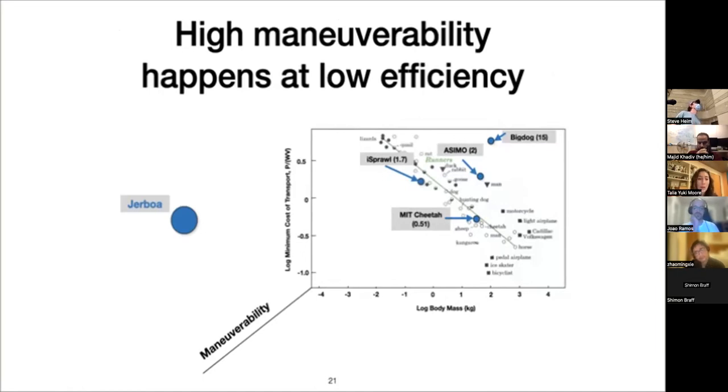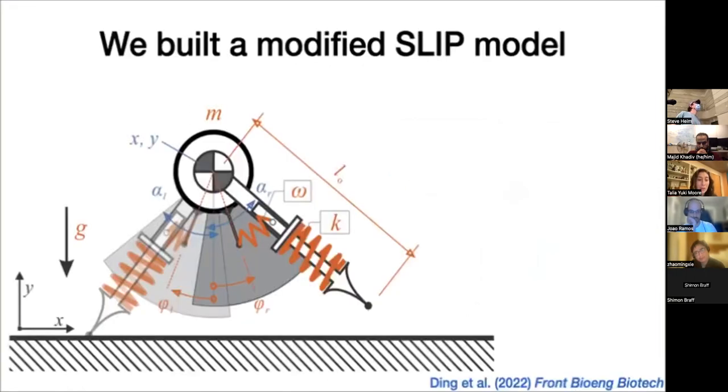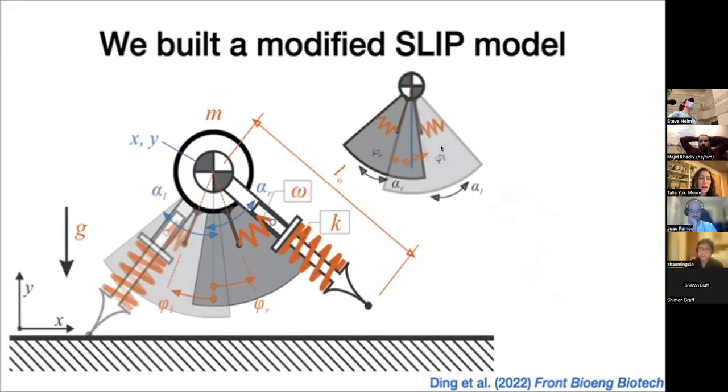So with my collaborators, Jiayu Ding and Zhenyu Gan, we built a modified SLIP model. And the key to this modified SLIP model is this torsional spring that controls passive leg motion. So the leg in swing, that motion is controlled by this torsional spring. This is the full model with all of its parameters, but I want you to know that later throughout the talk, I'm going to be using this more simplified icon to describe the parameters of the model.